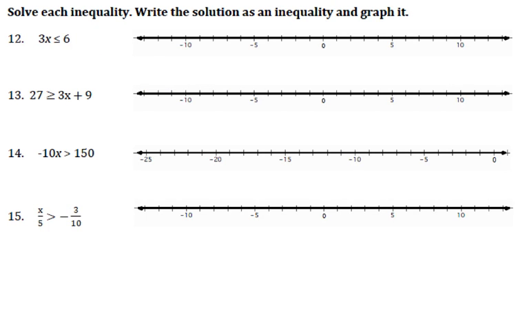Okay, number 12. 3x is less than or equal to 6, so we divide by 3, and we get x is less than or equal to 6. So that equal to means I fill in my circle, because it can be an answer, and x is less than, so I shade to the left.